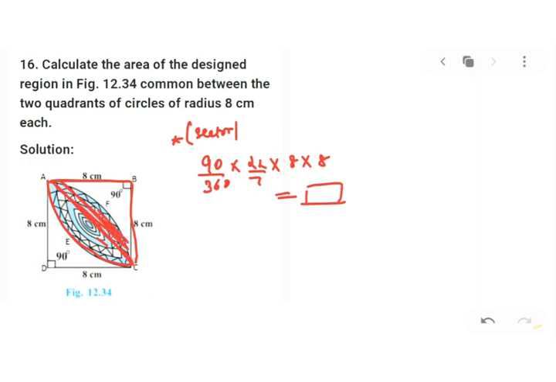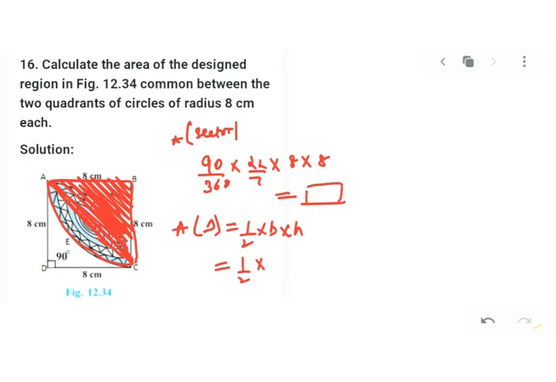this triangle, getting my point? I'll remove this triangle. So I'll find the area of triangle, that is half base into height, that is half into 8 into 8. And once I got area of sector and area of triangle, by subtraction what will be left will be half of the design, which I am making yellow color. And once I got that, I'll multiply with 2 to get the complete design. Are you getting my point clear?